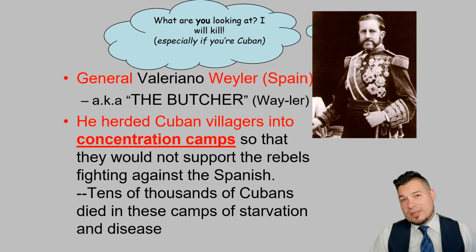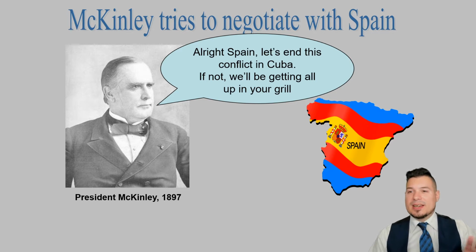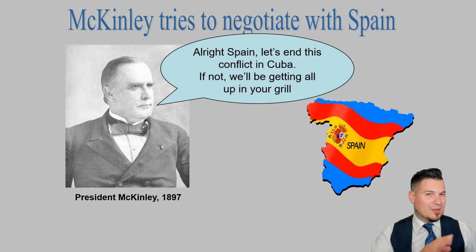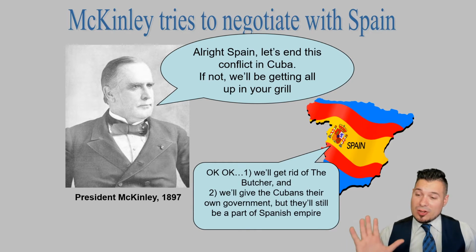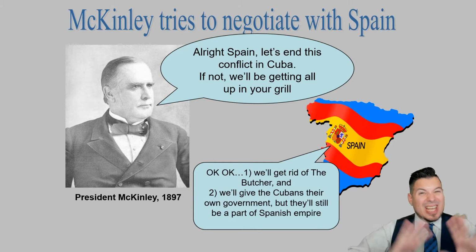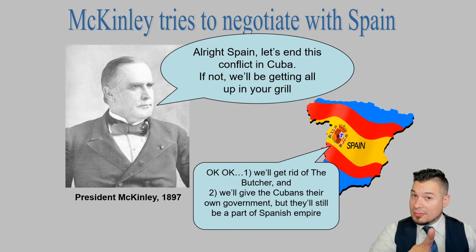And so our new president at the time, William McKinley, negotiates with Spain. And he basically says, all right, Spain, let's end this conflict in Cuba. If not, we're going to be getting an open grill. Remember, we have investments in Cuba. We don't want to lose those. And of course, Spain goes, okay, we'll get rid of the butcher. He wasn't a good dude. And we'll give the Cubans their own government. But they still have to be part of the Spanish Empire because we love money.